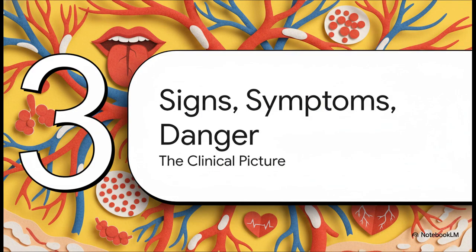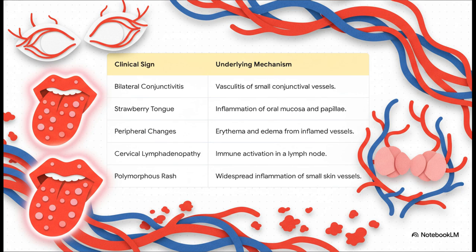Now, let's connect this underlying vascular inflammation directly to the classic clinical signs that we're actually observing in a patient like Kenji. You know, every single external sign we see is a direct window into the systemic vasculitis. That bilateral conjunctivitis, it's not an infection, it's inflammation of the tiny vessels in the conjunctiva. And the classic strawberry tongue, that's a visible sign of mucosal vasculitis. Every clinical finding can be traced right back to this widespread inflammation of the small and medium-sized blood vessels.